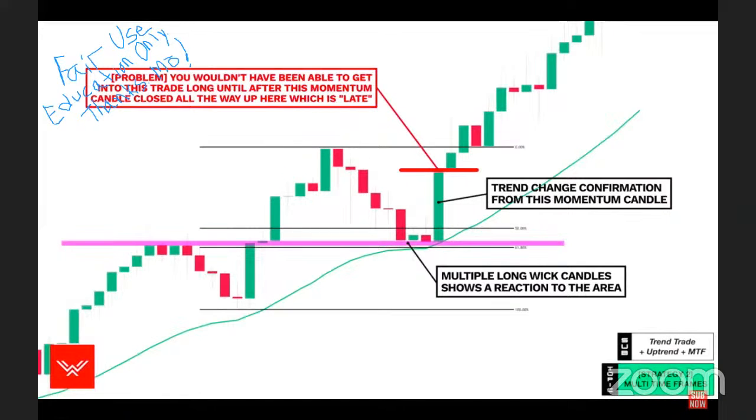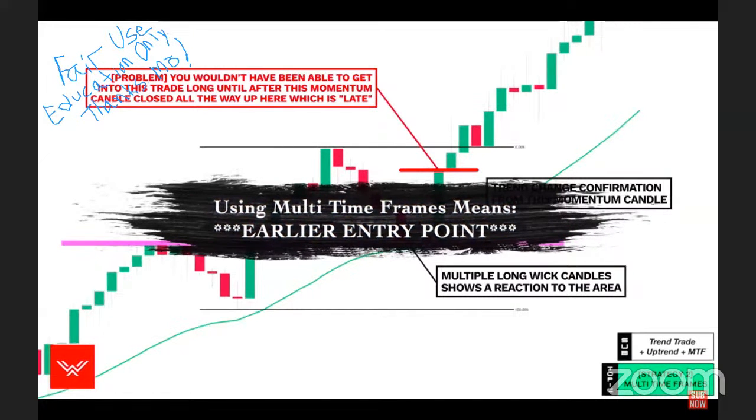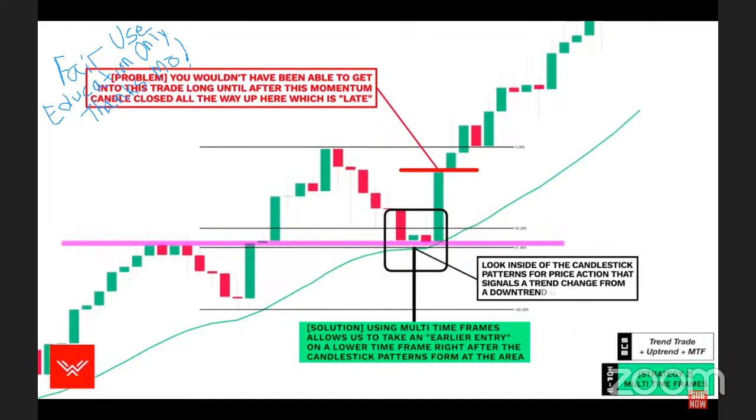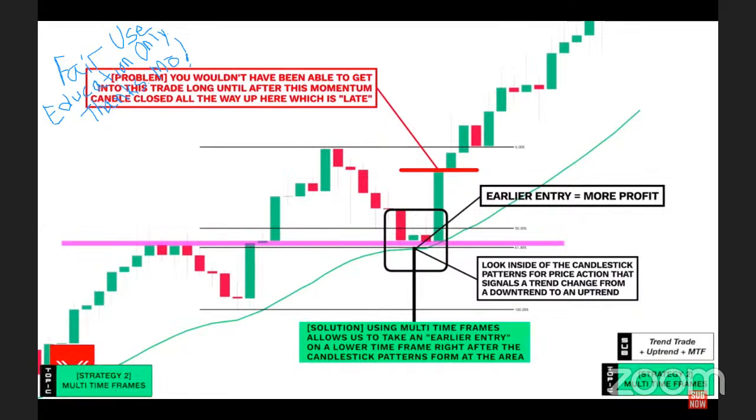And this is why you would want to use multi-time frames, which is to get into this trade at an earlier entry point. Meaning, after you had the candlesticks form here, you would go to a lower intraday time frame and find price action that signals a trend change from a downtrend to an uptrend and get into this trade at an earlier point. So let's pull up a lower time frame and put it beside this one.